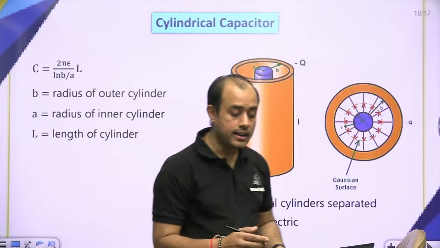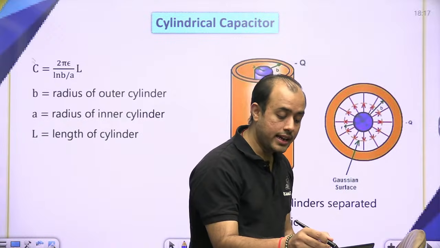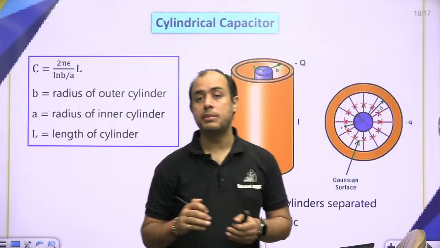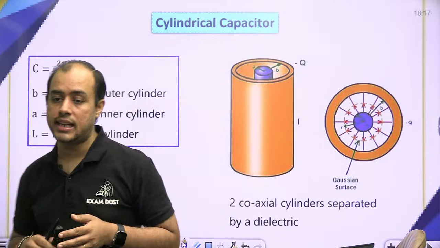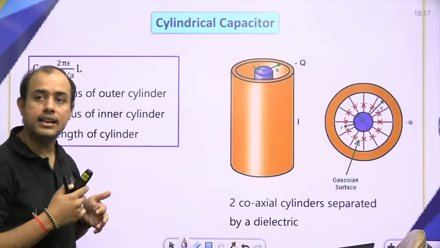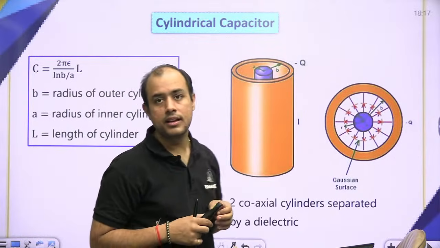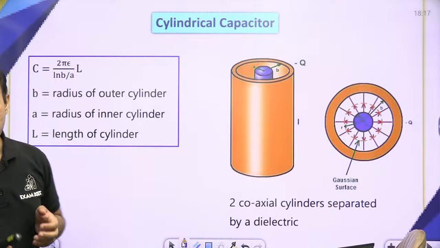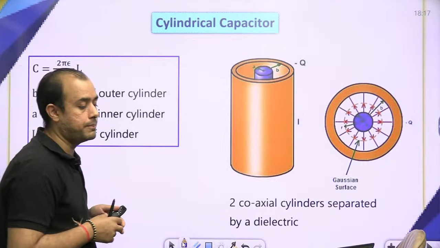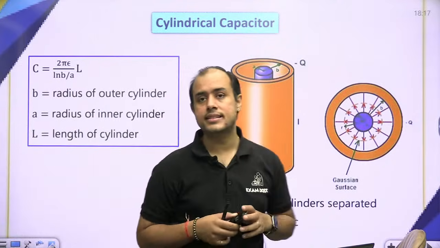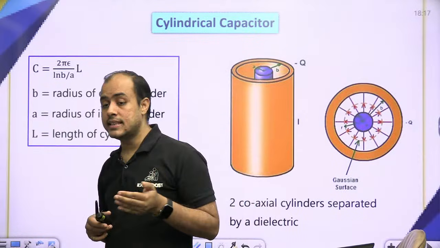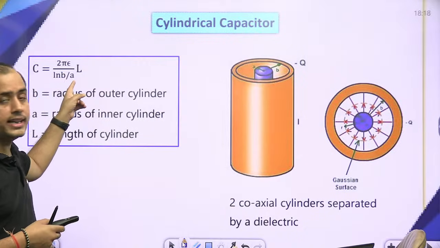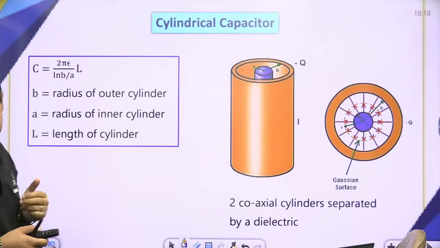Next is the cylindrical capacitor. It is basically a coaxial cable. Coaxial cable means there are two coaxial cylinders, an inner cylinder and an outer cylinder. Now the inner cylinder has a radius A, the outer cylinder has a radius B, and the length is L. So the capacitance is 2 pi epsilon L upon ln(B/A), outer radius by inner radius, times the length. Okay?